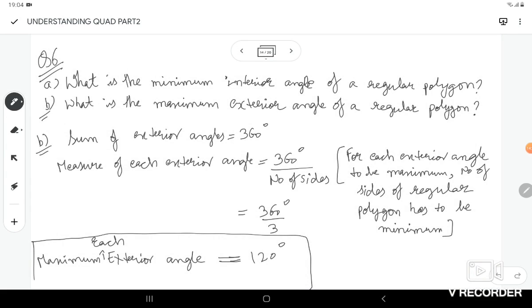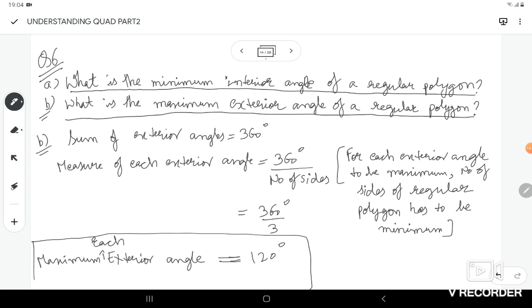So moving on to the last question of exercise 3.2. It says, what is the minimum interior angle for a regular polygon, and what is the maximum exterior angle of a regular polygon? So first of all we will solve the maximum exterior angle, and on getting the maximum exterior angle, automatically the angle in the interior would become minimum.